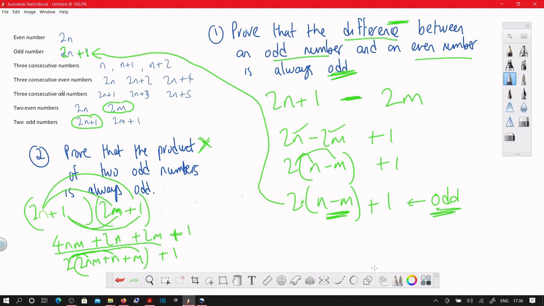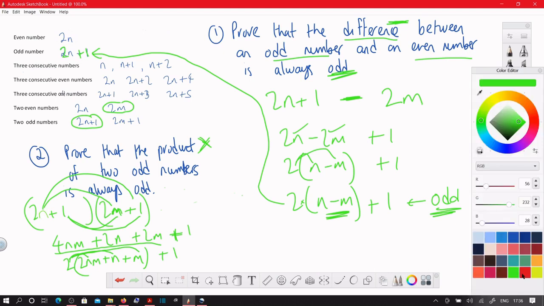Now clearly you can see here, we have got a multiple of 2 plus 1, which is the same as what we got here. Anything that's a multiple of 2 plus 1 will make that odd. That's what we're expecting. Okay, that's been proven.